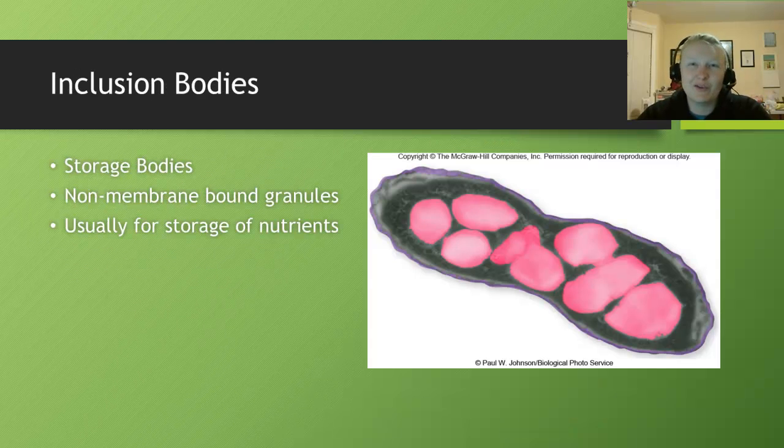Inclusion bodies are a weird little thing, and some cells have a bunch, some cells have none, some cells have only a few. It's very cell to cell specific, not even species, just cell to cell. These are storage bodies, and they're non-membrane bound granules, and they just store nutrients, gas, minerals, anything the cell might need. It's just an extra storage space, kind of like our fat cells in our body.